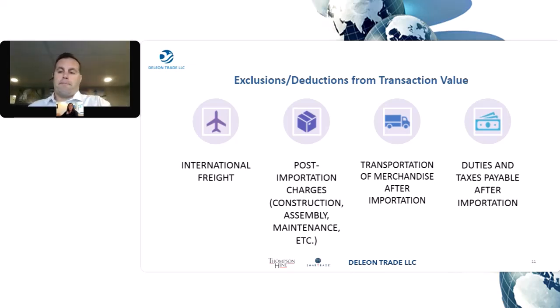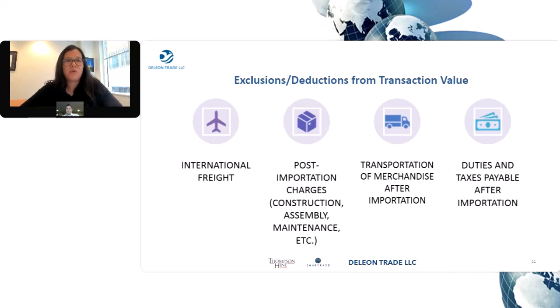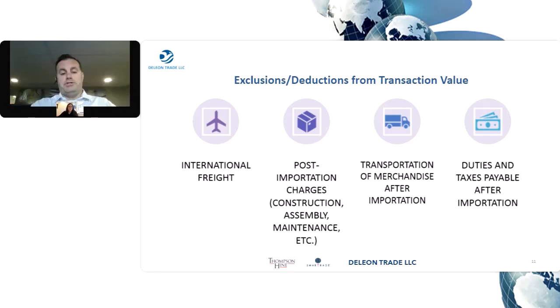There's an important concept that I want to highlight here. John, you mentioned milestone payments a couple of slides ago. Those milestones sometimes may happen after the importation. So how do milestone payments differ from these post-importation charges that importers are allowed to deduct from the transaction value?